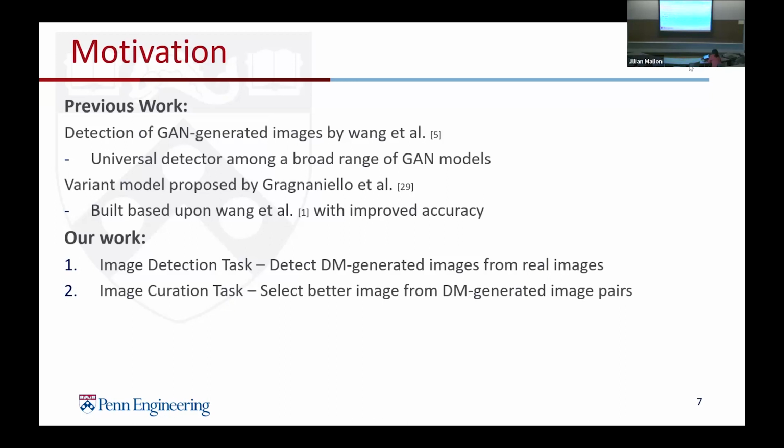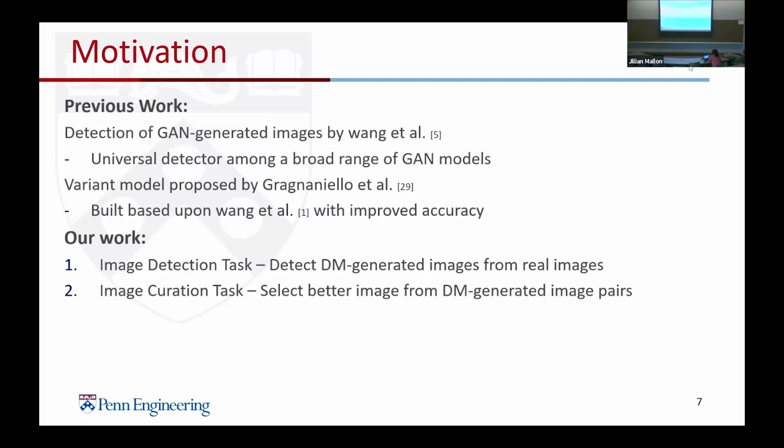And among all those works, my work is mostly motivated by two of them, which are proposed by Wang and Gragnello, where Wang has developed a universal detector to differentiate between a broad range of GAN family model images. And based upon that, Gragnello has further modified some layers in the model and pushed up the average detection accuracy to almost 95%, which is really amazing.